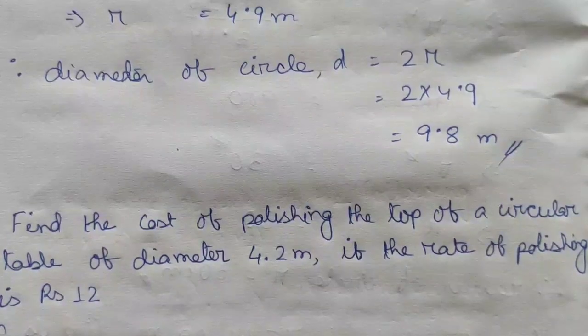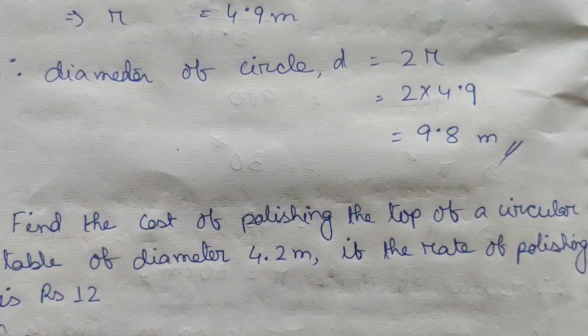Here the question is, find the cost of polishing the top of a circular table of diameter 4.2 meter if the rate of polishing is 12 per meter square, right? Okay, you want to polish your reading table, the table on which you read. Suppose consider this is a circular table whose diameter is 4.2 meter. Now you want to polish. So how can you find how much area you will polish? The area of the polish will be the area of that circular table, right?